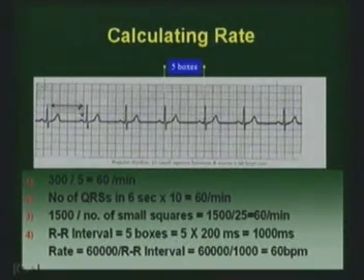As we see in this rhythm here, we look at the QRS and we look at the big squares. So if you count 1, 2, 3, 4 and 5 squares, what would be the heart rate here? It will be 300 divided by 5 squares, so it's 60. There are other ways to do it.